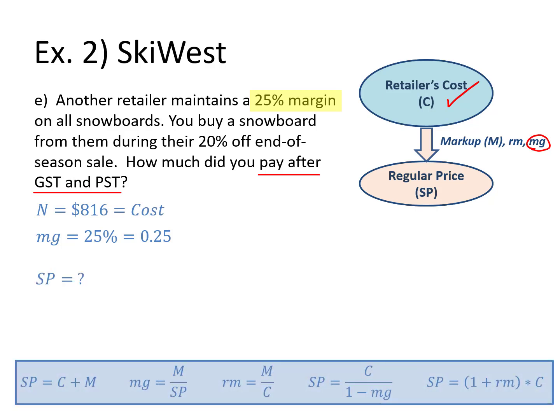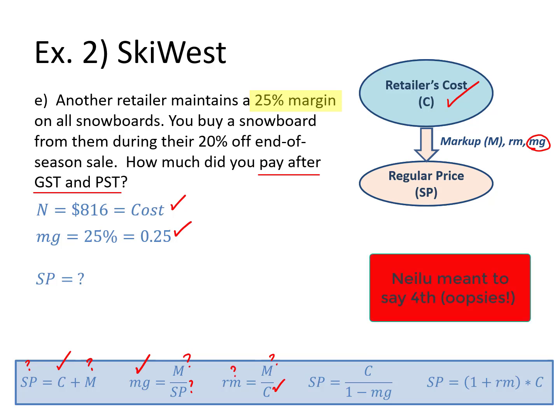I go to my formulas and I can look for the relationships that I can calculate using cost and margin, because I have cost and I have margin. So I can see cost in the first formula, but I don't know what the markup is. I don't know what the selling price is. That's unsolvable at this point. I have margin in the second formula, but I don't know what the markup nor the selling price are. Again, unsolvable. This one right here, I've got cost, no markup, no rate of margin, not solvable.